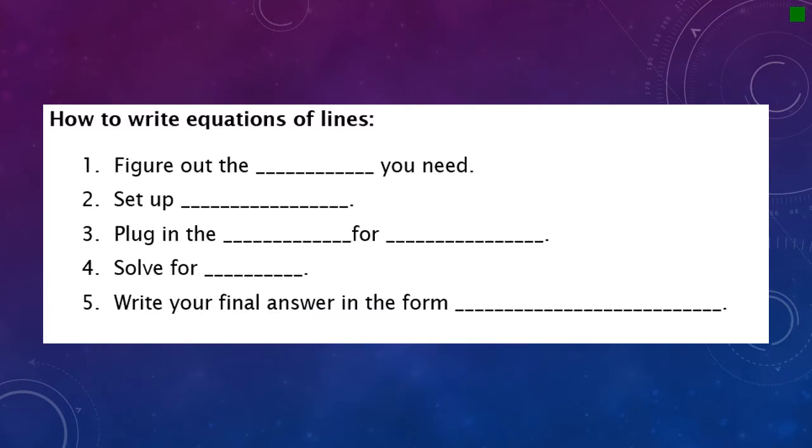There are 5 steps we're going to follow to write the equations of lines in the following slides. First thing you need to do is figure out the slope you need. And you're going to be given most of the time an equation. So you're going to have to decide if you're going to use the parallel slope or the perpendicular slope. You're next going to set up point slope form.